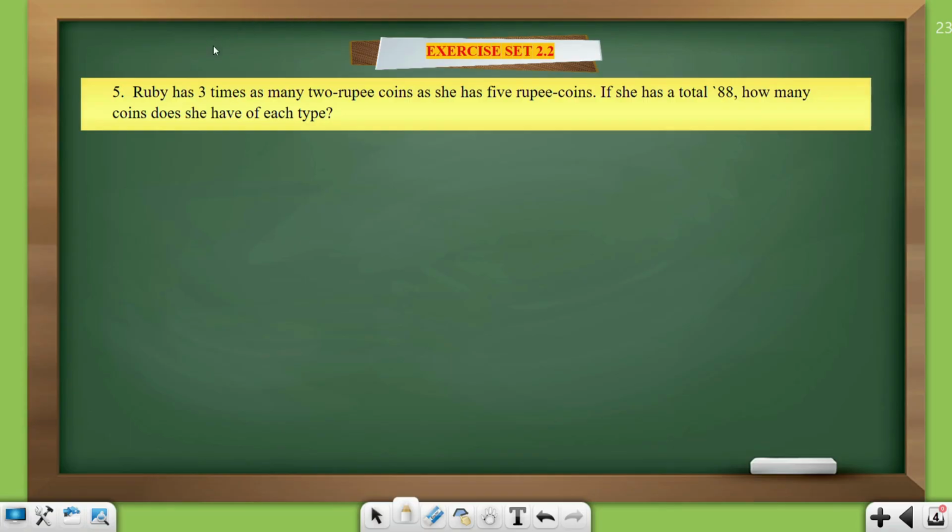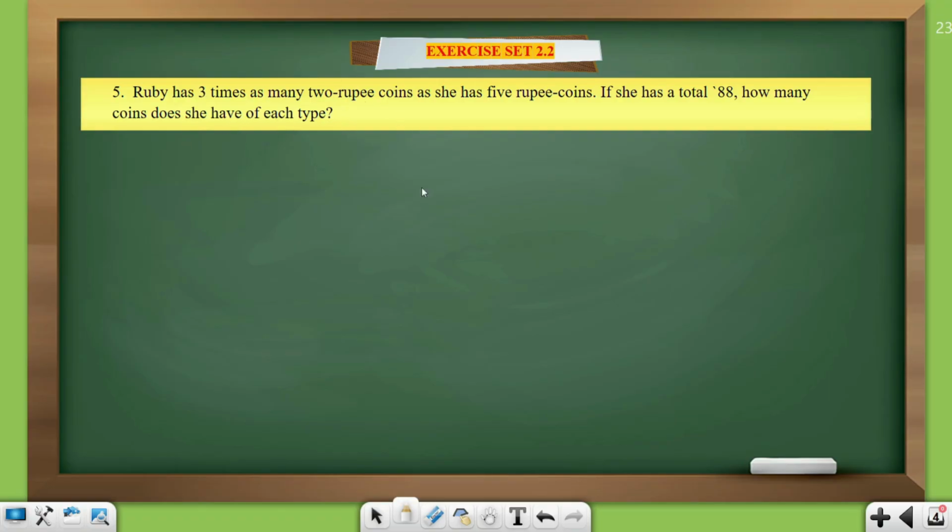In this video, we will continue with the fifth problem of exercise set 2.2. In this fifth question, Ruby has 3 times as many 2 rupee coins as she has 5 rupee coins. If she has a total of rupees 88, how many coins does she have of each type?